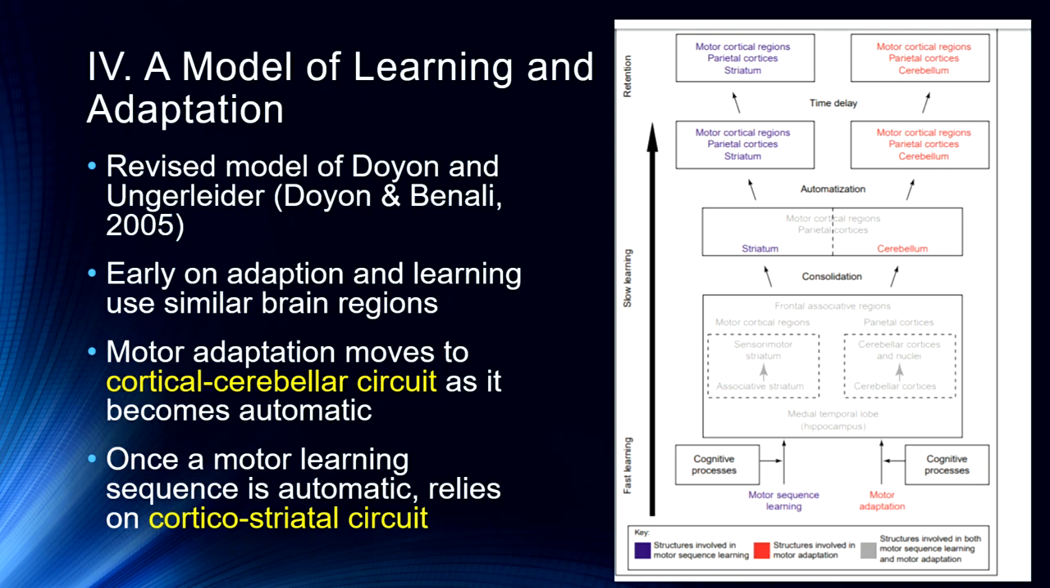So if we look at this model in full, you can see that the bluish, purplish color, these are the motor sequence learning. So we now consolidate out to the striatum, and as we become more automatic, we're in motor cortical regions, parietal cortices, and the striatum. And then after we've learned them well, and we come back to retain them and see how well we've retained them, it's those same regions: motor cortical regions, parietal cortices, and the striatum. For motor adaptation, now we're looking at more like cerebellum, parietal cortices, and the motor cortex. So it's a cortical cerebellum for motor adaptation and corticostriatal for motor learning.